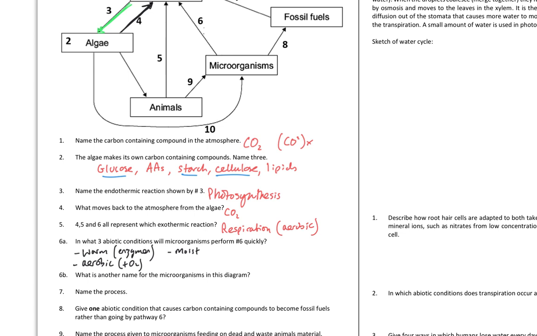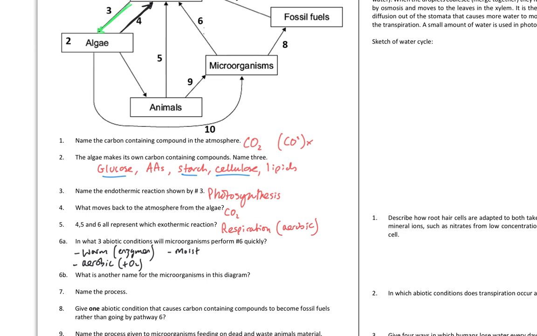So if I want to stop decomposition by microorganisms, then I will make it dry, I will make it cold, and I will make it anaerobic. And that's how we preserve our foods in those 3 ways. You put it in the fridge to make it cold, dry it out so it's not got any water in it, and have it in a bag in an oxygen-free environment like crisps are.